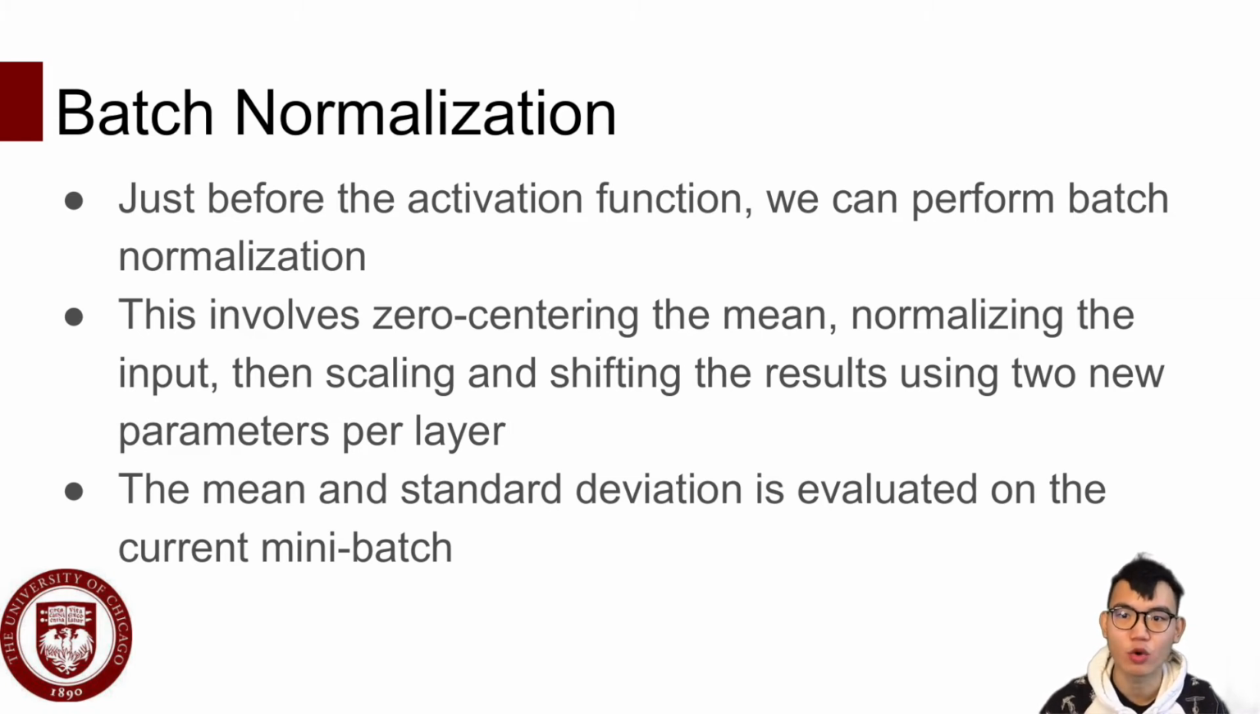Theoretically, this addresses the gradient problem by making sure that the variance of the signal in the layer is equal to the variance of the signal after the layer. And experimentally, batch normalization has been shown to decrease convergence time and improve performance for many different types of neural networks.